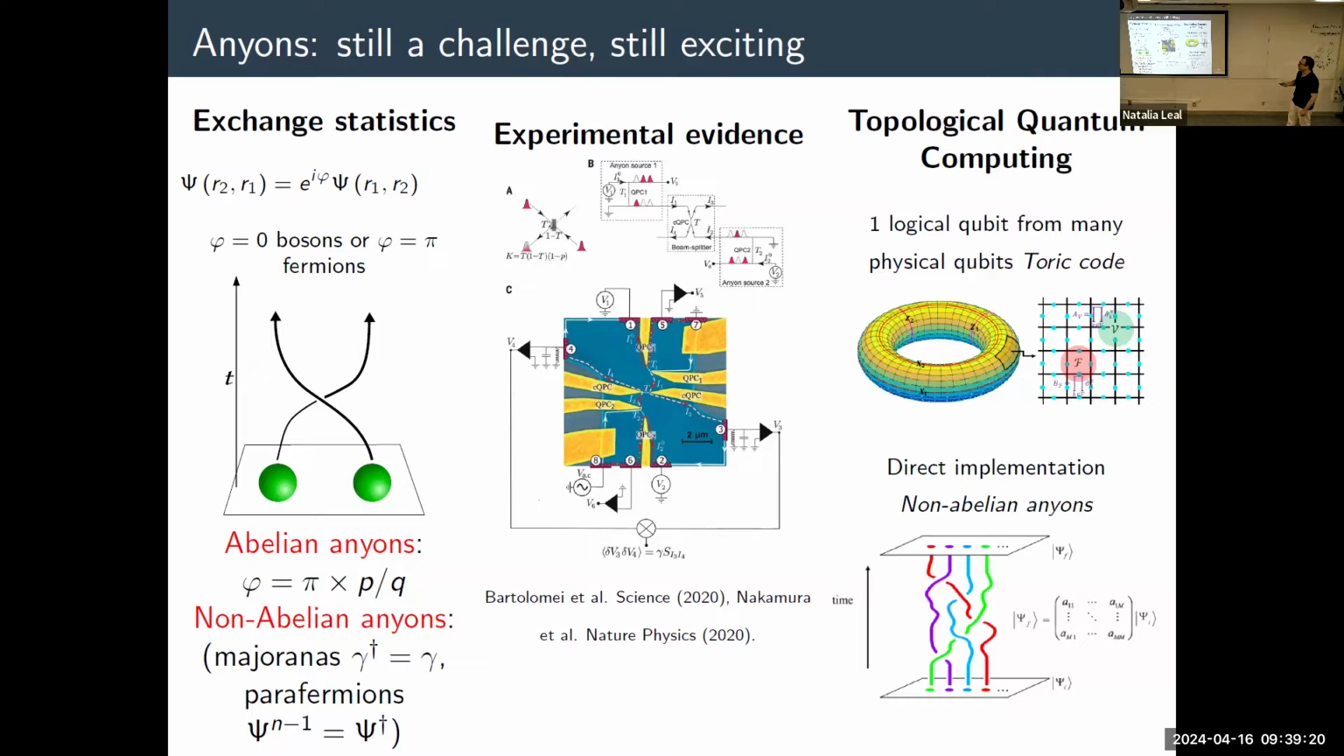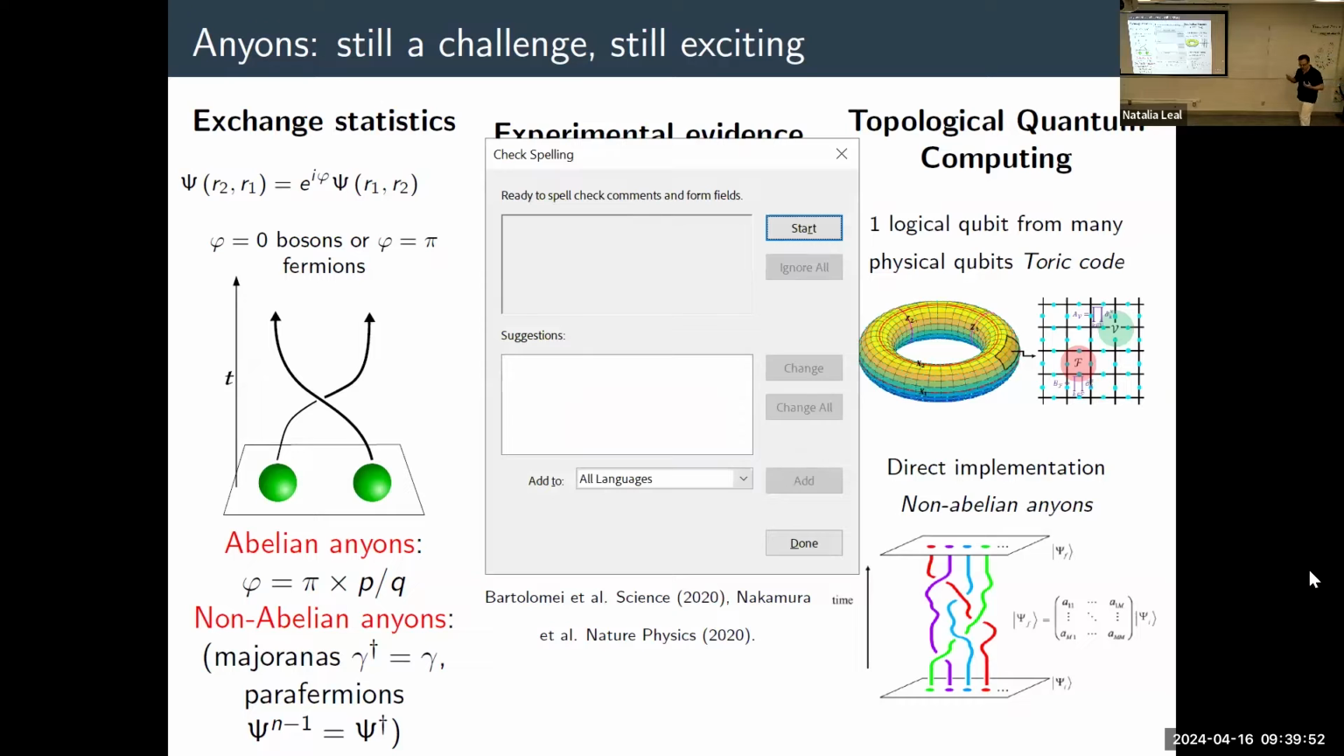A bit of marketing: why are people so interested in these non-abelian anyons? Well, there's the question of creating quantum computing directly based on non-abelian anyons, rather than using a logical qubit that you create from many physical qubits to do error correction. But from a physics point of view, just showing that you have in nature a non-abelian anyon is good enough motivation to work on the topic.